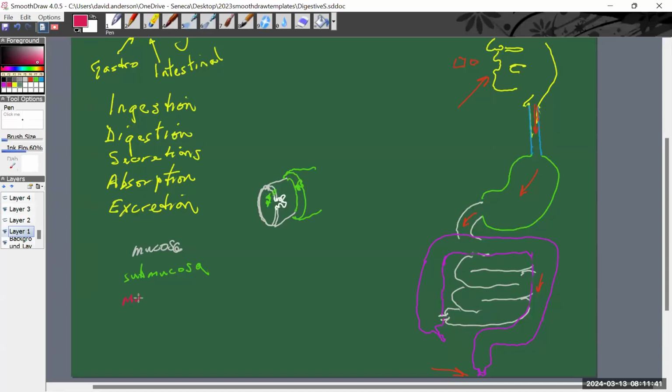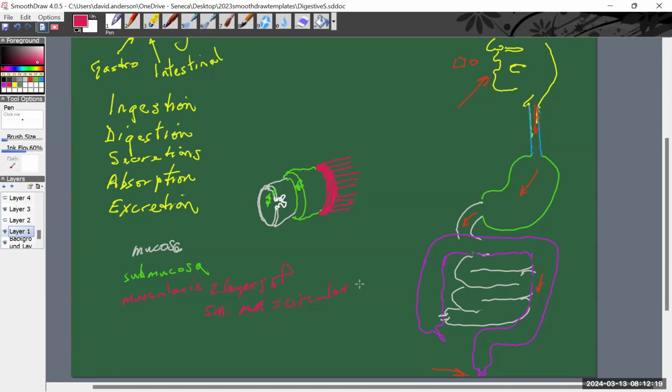Then the next layer is a muscularis layer. And the muscularis layer is going to be a layer typically of two orientations of smooth muscle. There's a circular orientation and there's a longitudinal orientation. So two layers of smooth muscle. Circular.